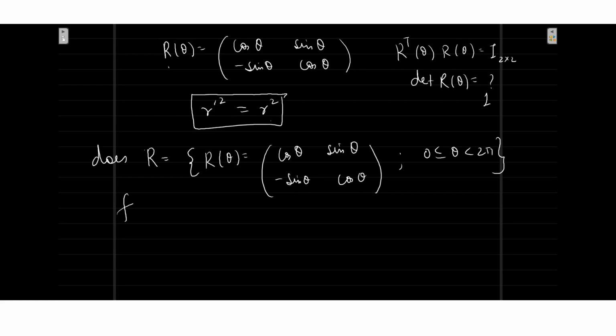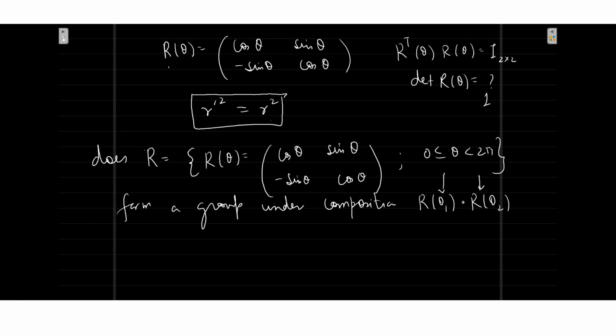Does R form a group under composition, let's say R theta 1, R theta 2, where R theta 2 is first applied? That means I am applying first this operator theta 2, and then I am applying this. Is it going to form a group? So how to figure out that?